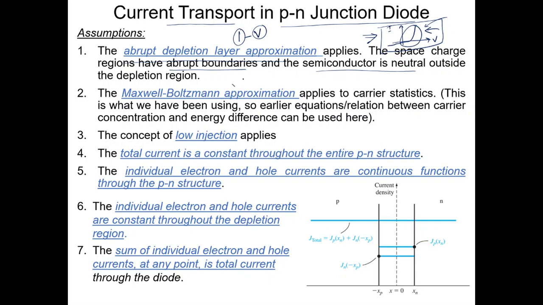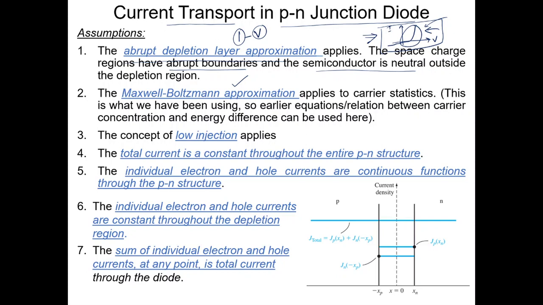We'll also follow the Maxwell-Boltzmann approximation. All our derivations so far, in terms of the relationship between minority carrier and majority carrier concentration, or majority carrier concentration versus Fermi energy or intrinsic Fermi energy levels, or the relation between majority carrier, minority carrier, built-in potential and all of that, followed the Maxwell-Boltzmann approximation. So we'll use the same equation, which means the Maxwell-Boltzmann approximation is still applicable. And if it is applicable, the relations that we are deriving are basically for non-degenerate semiconductors, right?